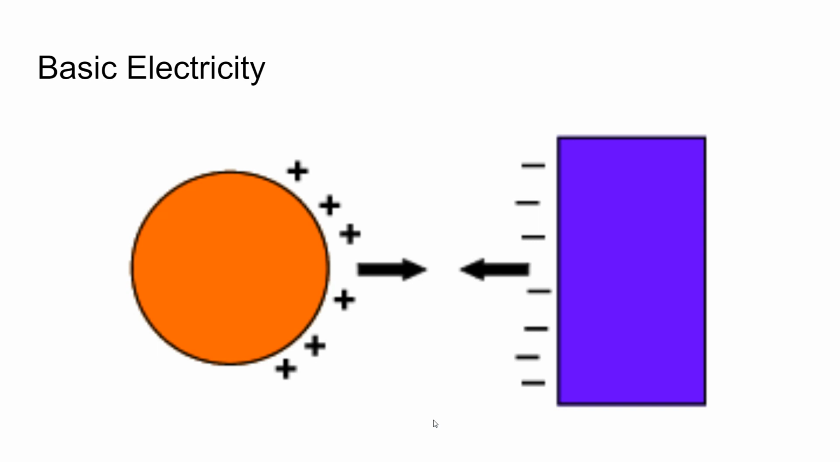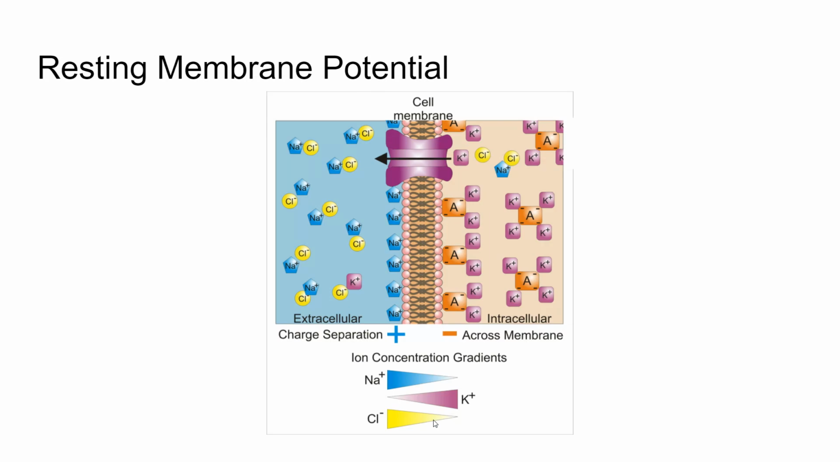All right, so this is kind of how a nerve cell works. One side of the membrane is attracted to the other side of the membrane, and when those two things meet, that energy can be released. And so that potential in that membrane has the potential to do work. On a nerve cell, we call this the resting membrane potential.